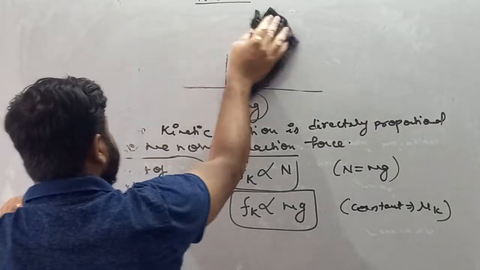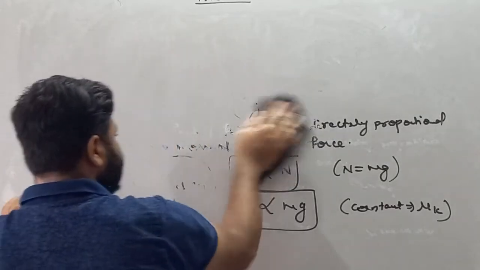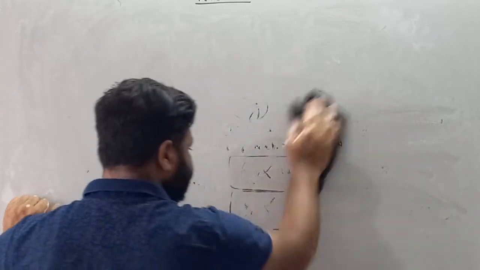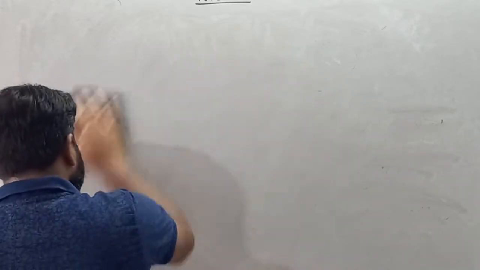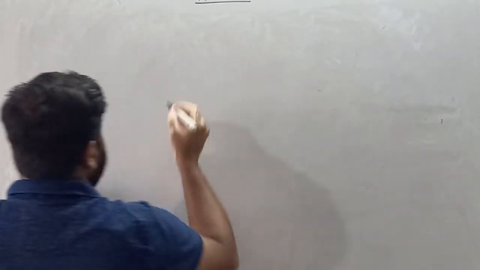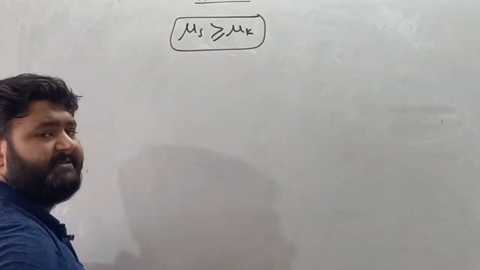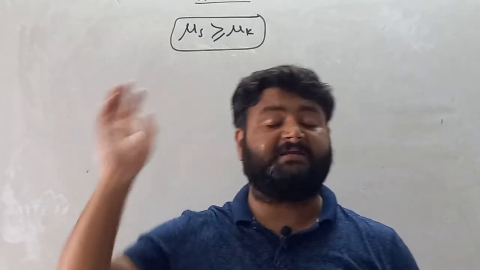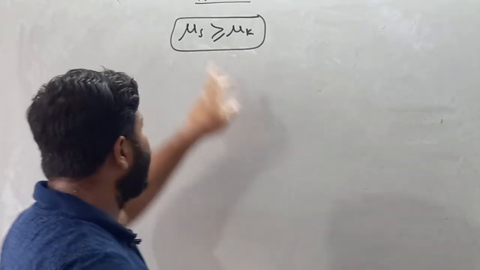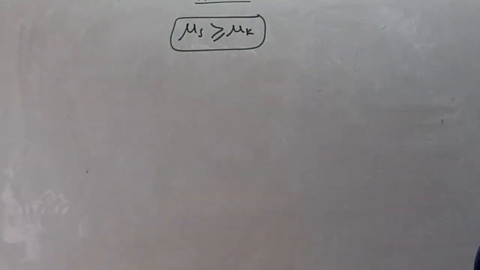Now see, my dear student, there is a result by experiment. So write down, by experiment, mu s is greater than or equal to mu k. This is basically the relation given by experiment, that the coefficient of static friction is always greater than or equal to the coefficient of kinetic friction. Remember this thing.